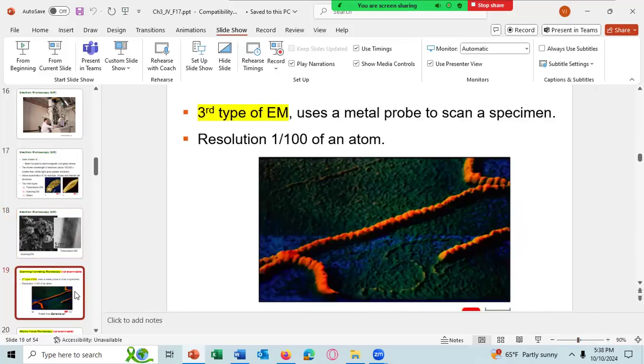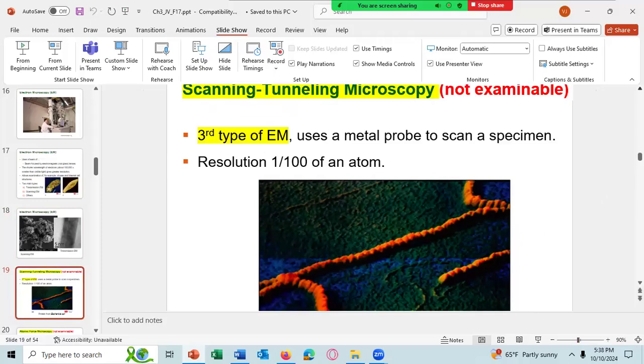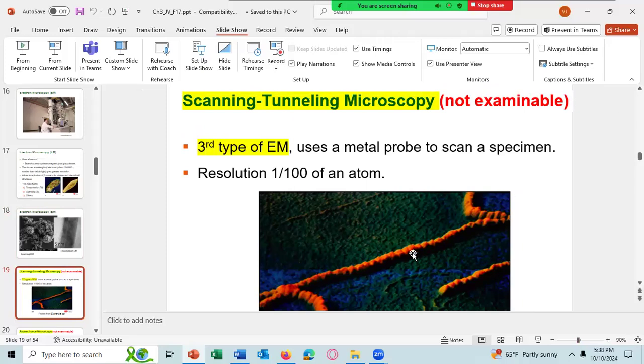The third type of electron microscope you're not going to be quizzed on. I'm just going to mention it. It has a resolution of 1/100th of an atom. It is called a scanning tunneling microscope. It uses a metal probe to scan a specimen.